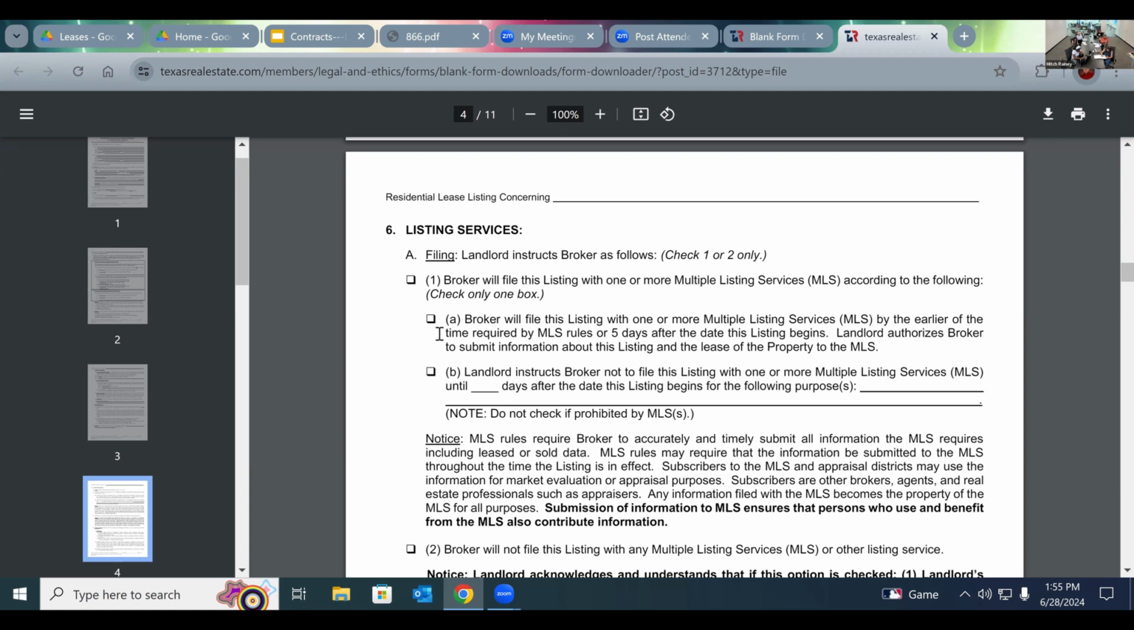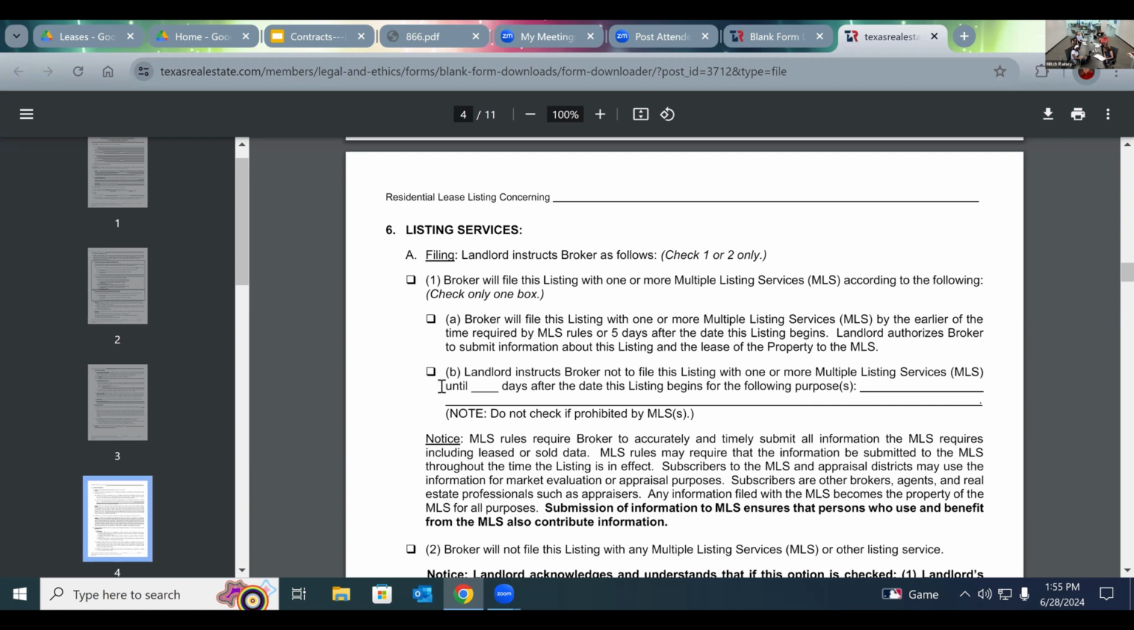A1A. Broker file this listing with one or more listing services, by the earlier of the time required by the MLS, which is 3 days. MLS, our MLS, HAR, the rules 3 days. 3 days to put it on the market, 3 days to make changes, if it goes pending or sold, 3 days.